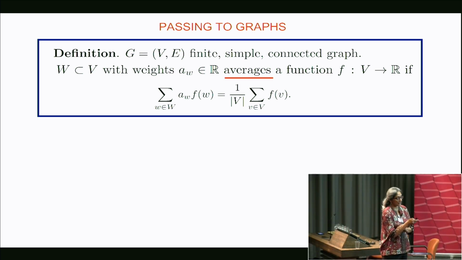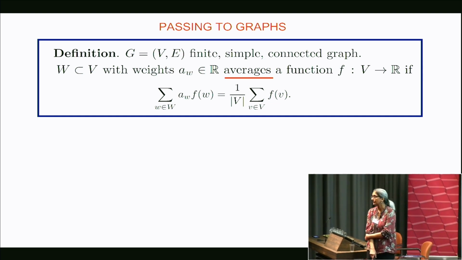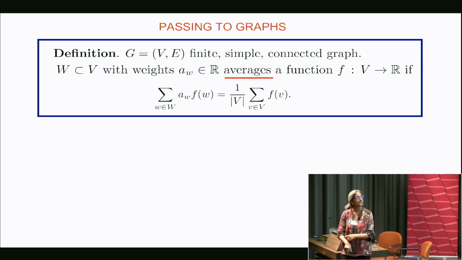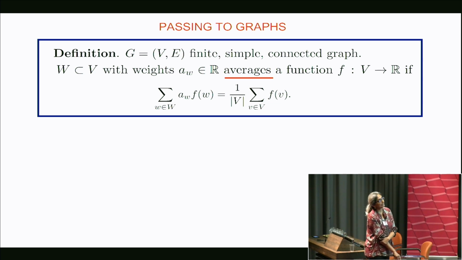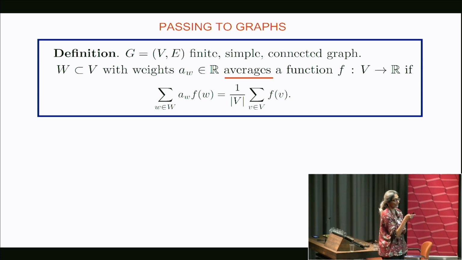Now we have a function on a graph, like this f over here. That just means I have a function on the vertices of the graph, some real numbers on the vertices. We say that a subset W of the vertices, with some weights, which I'll call a_w, averages the function if we do the same thing as before. On the right here is the global average of the function on the graph, and I want that to be equal to this weighted average over the vertices in W. So we're interested in sets like this W with the weights.